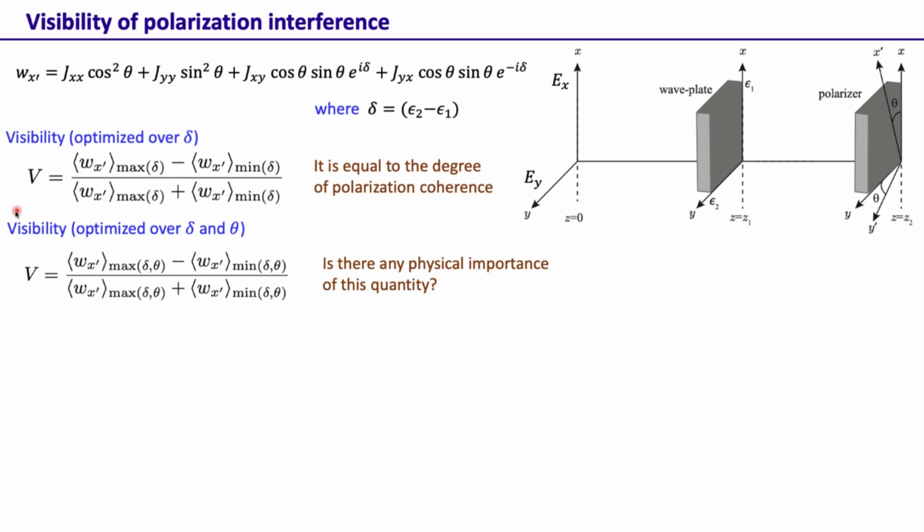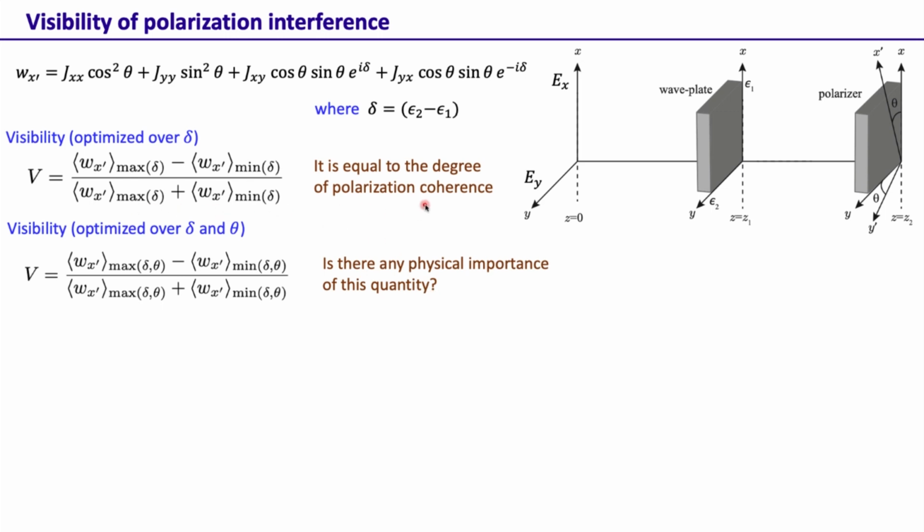Again, this is one thing that we didn't discuss in the case of time, space, and angle. There we had this k1 square and k2 square, which was fixed for a given interferometer. But here we are asking: for polarization interference, if we vary this cosine square theta, which changes this and this as well, and we look for the maximum of Wx prime over delta and theta, then the visibility can also be defined this way. But if we define the visibility this way, is there any physical importance to this quantity?